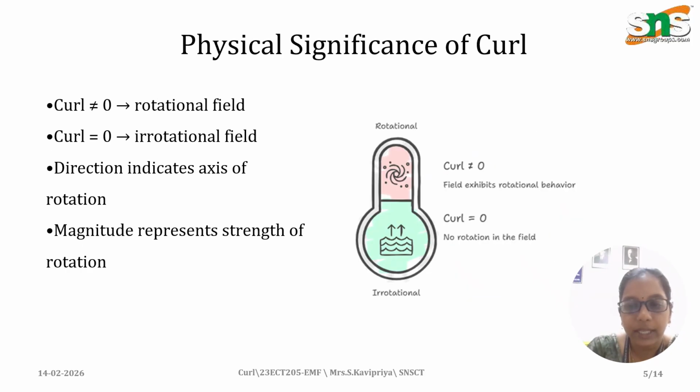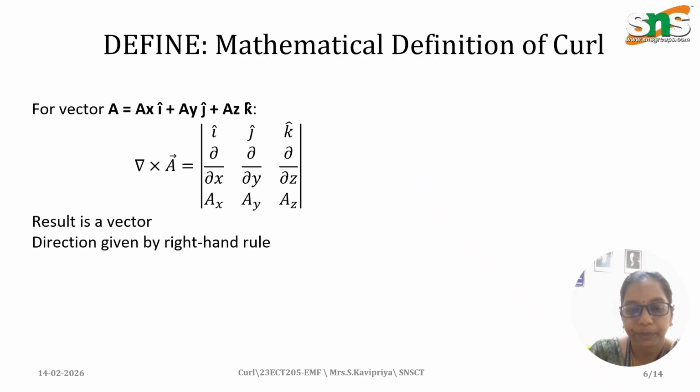And next is the physical significance of a curl. If curl is equal to 0, then it exhibits the irrotational behavior of a field. If curl is not equal to 0, then the field is a rotational field. The direction indicates the axis of rotation and the magnitude represents the strength of the rotation.